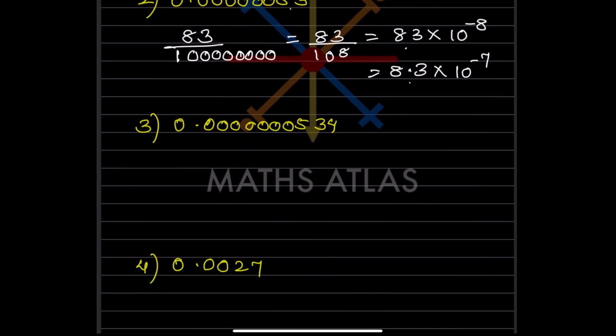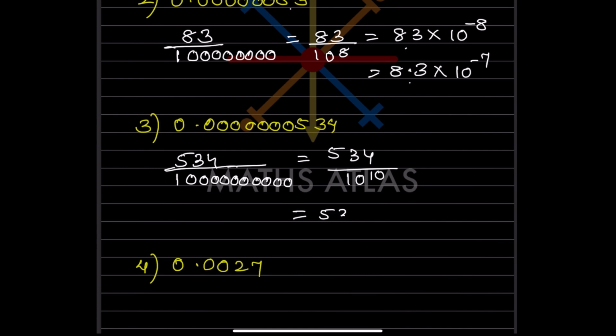Now here again, what will we write? We will write 534, because this is the number. And then how are we going to do? We are going to count 1, 2, 3, 4, 5, 6, 7, 8, 9, and 10. So we'll divide it by 10 zeros. So that will be 534 divided by 10 raised to 10. And if I take that 10 raised to 10 in the numerator, that will be negative 10.